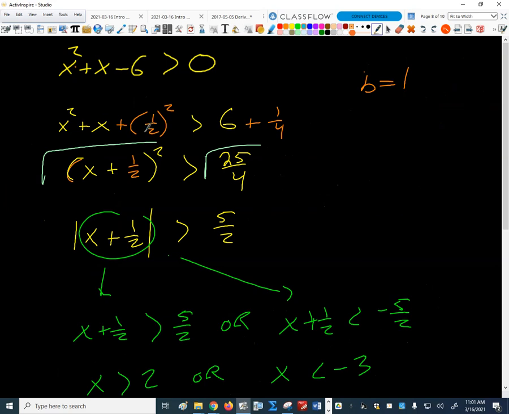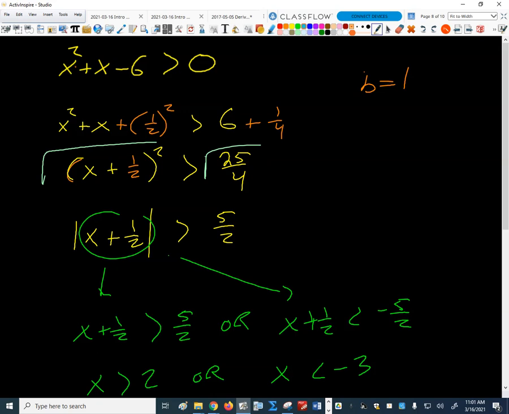So if we were to complete the square on the left side of this inequality, so we push the 6 over to the other side and we complete the square, we get the result that x plus 1/2 quantity squared is greater than 25/4. If we solve this by square rooting both sides, we get the absolute value of x plus 1/2 is greater than 5/2. And we know what to do with that.